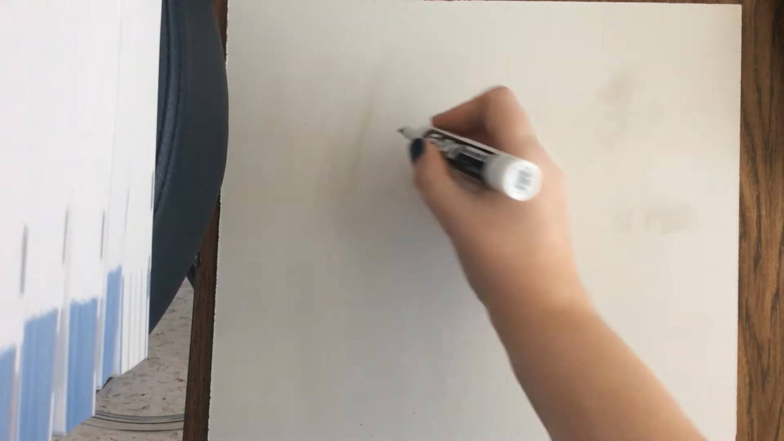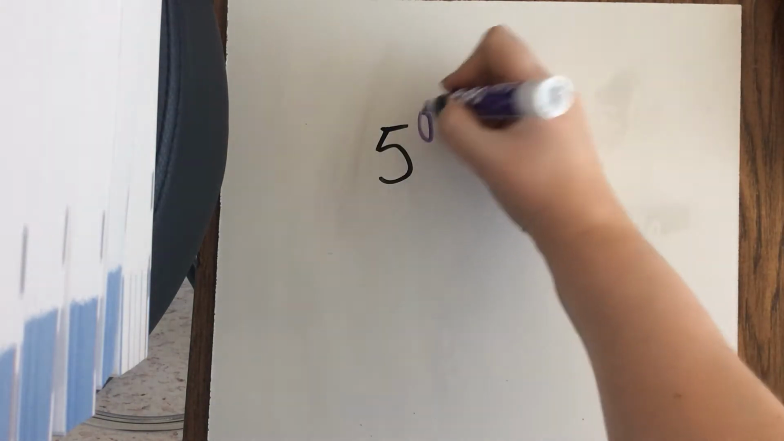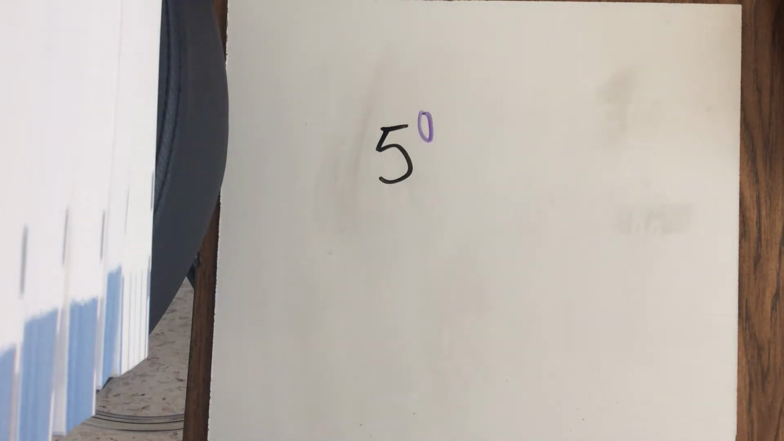Hey everyone, today we're going to be going over two different exponent properties. The first one is the zero exponent property, which is just a whole number with a zero as the exponent. So let's do whole number 5 with exponent 0. Okay, so 5 exponent 0, and this should be pretty easy to remember.